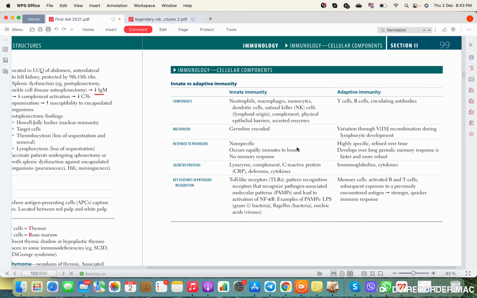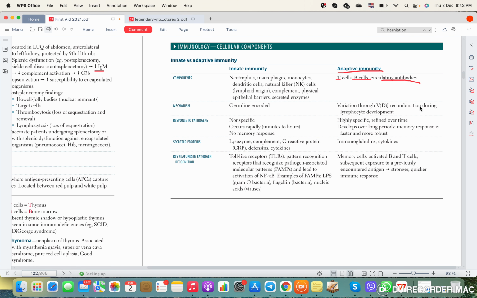You are born with them, you know? The adaptive one, this is what all vaccination is all about. So the adaptive one is your FBI, it's your IRS, it is your special forces. In adaptive immunity, we have the T cells and the B cells and circulating antibody. These guys are highly specific. They know exactly what they are doing.